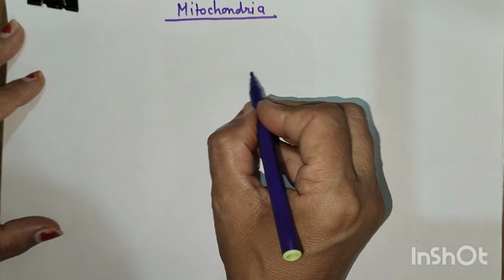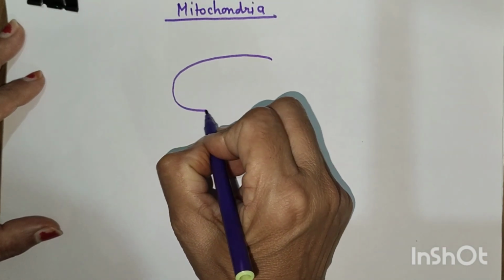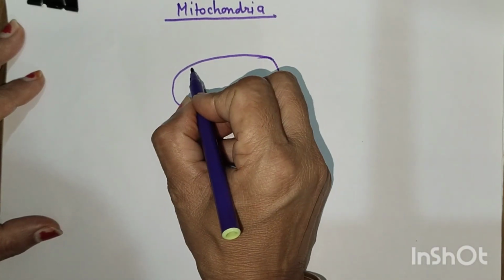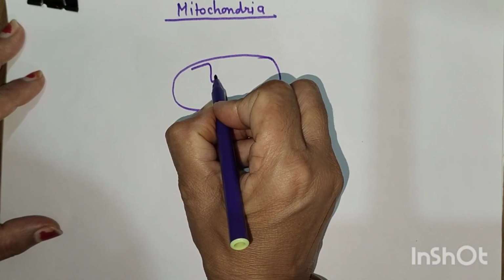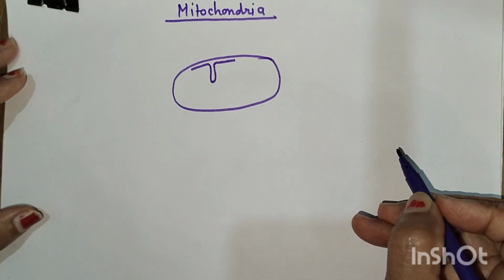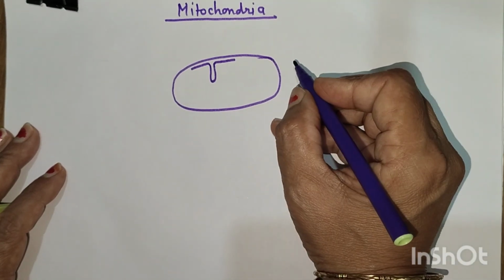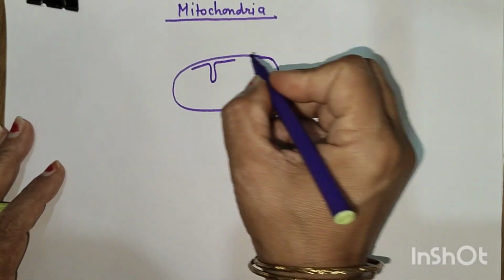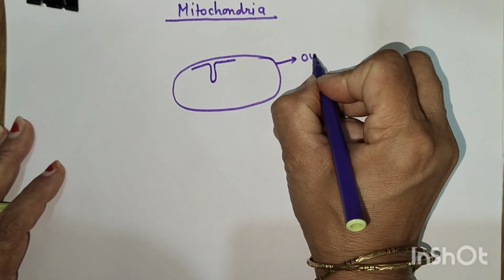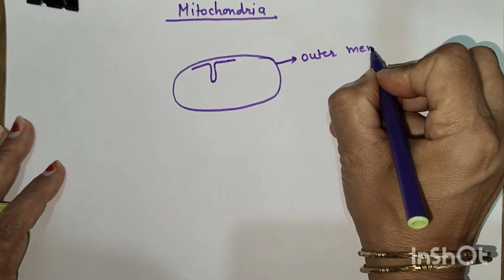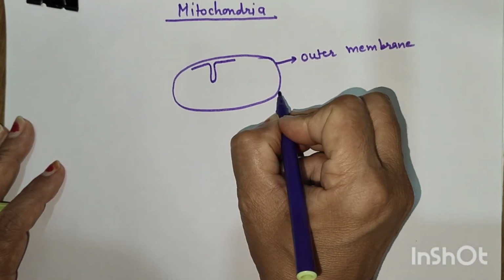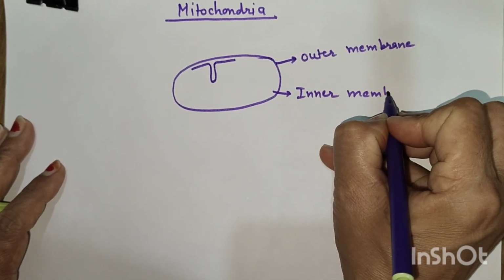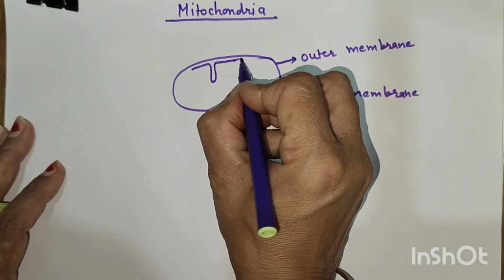Mitochondria. This is a rod-shaped organelle present in the eukaryotic cell. It is present in all eukaryotic cells, except RBC. In the prokaryotic cell, it is absent. It consists of two membranes, the outer membrane and the inner membrane. The inner membrane has finger-like projections.